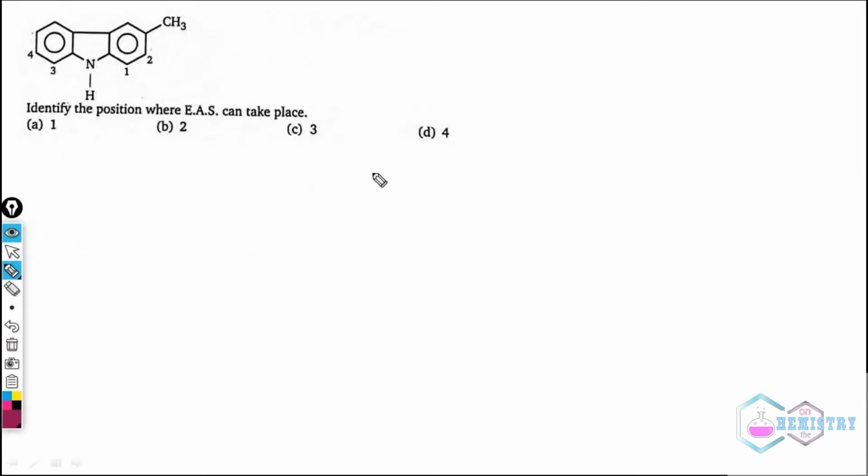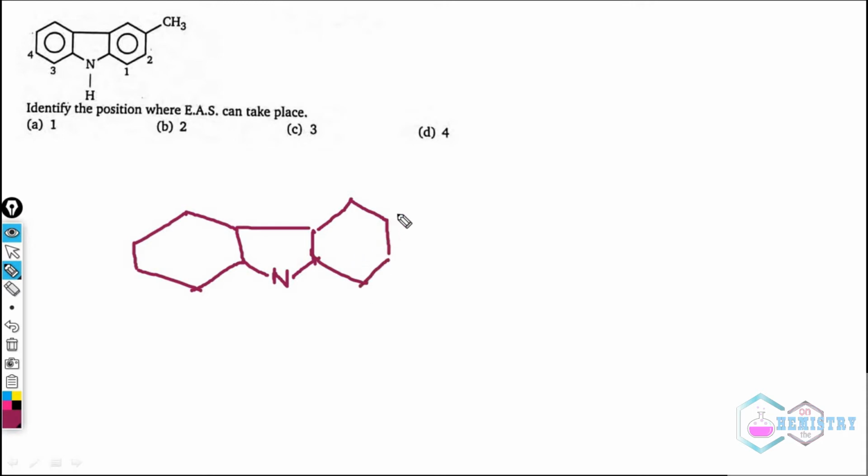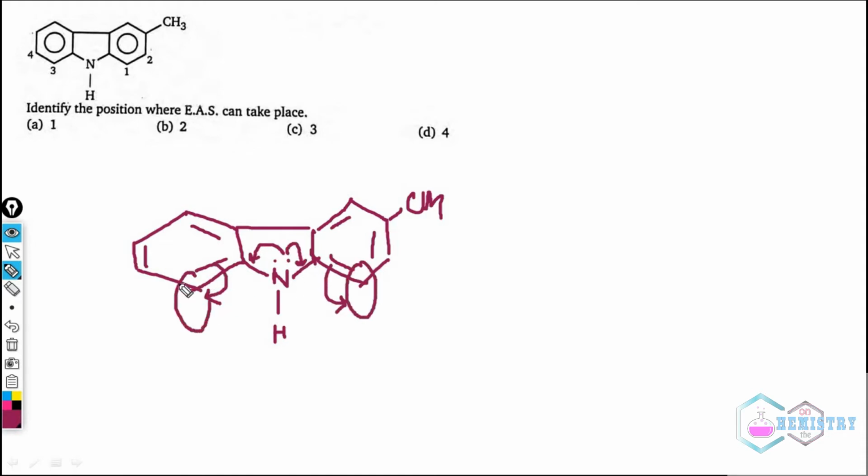Now we all know that in aromatic compounds electrophilic aromatic substitution occurs. That means the most electron-rich center attacks the electrophile. In this compound, if we can see, there are two places which are the most electron rich. Which one? We can clearly see that the double bond, the lone pair of nitrogen can delocalize like this, making these two positions the most electron rich.